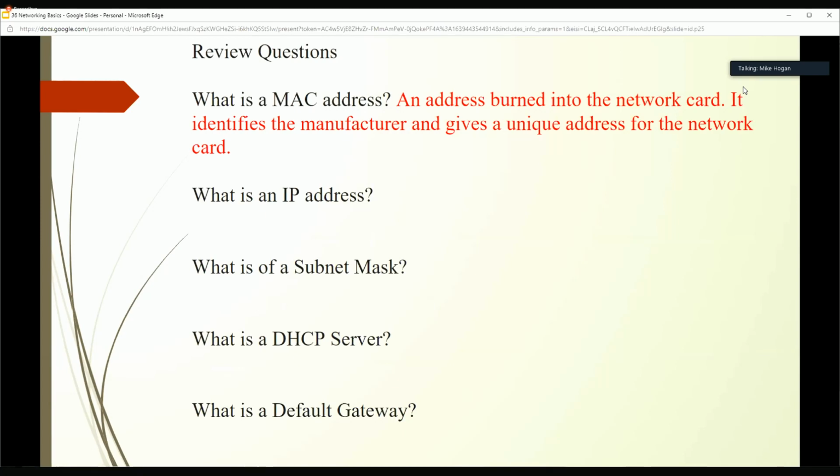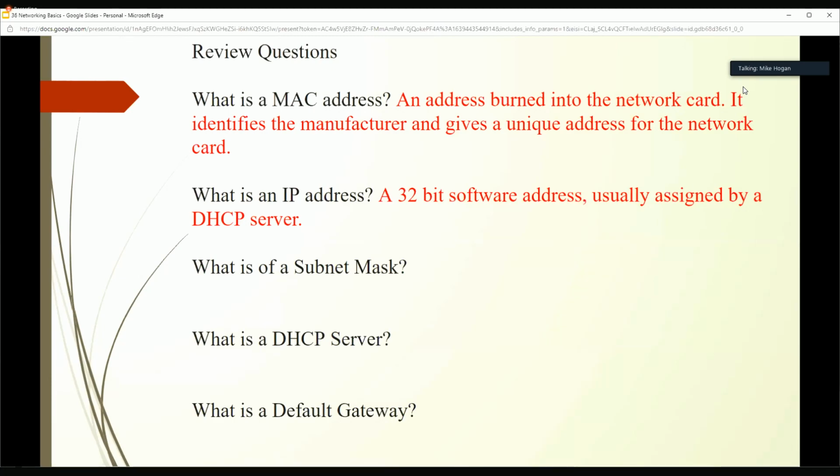How about an IP address? What is an IP address? That is the address given to you from the router. It starts usually from the host, from 0 to 254. Okay. And so it could be given to you from a DHCP server, or it could be statically assigned. It's that layer three address. Yeah, absolutely. All right, 32 bit.